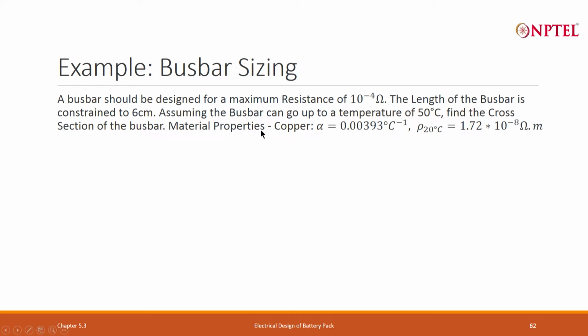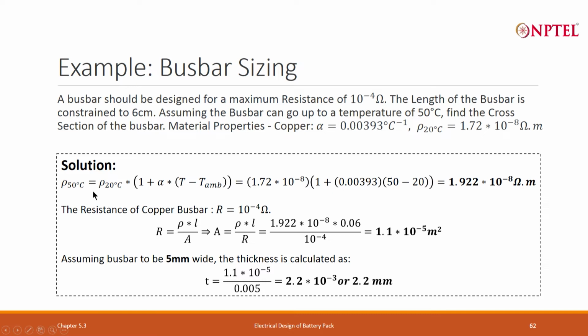Material properties: we are selecting copper, for which the temperature coefficient alpha and the resistivity are given. Now, how to design this bus bar? Now, rho 50 is rho T naught into 1 plus alpha delta T, where T naught is 20 degree centigrade. So, we found out rho at 50 degree centigrade.